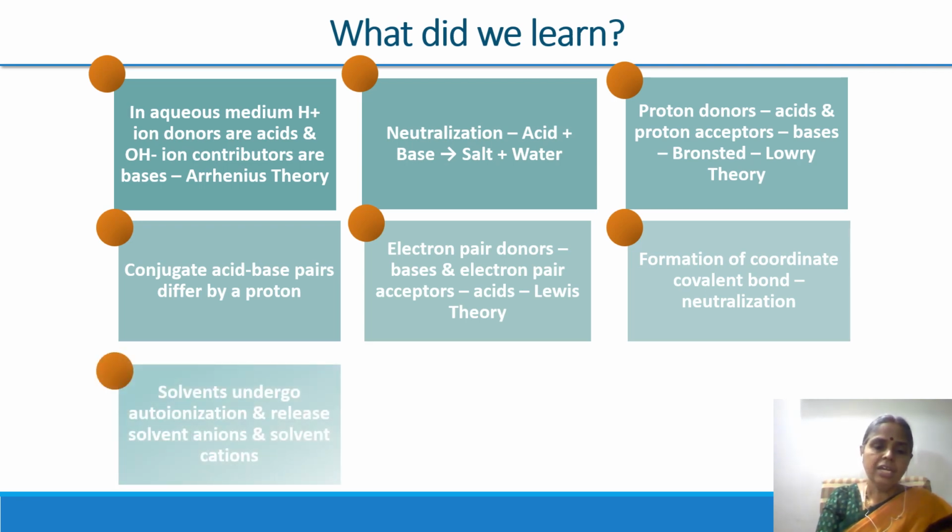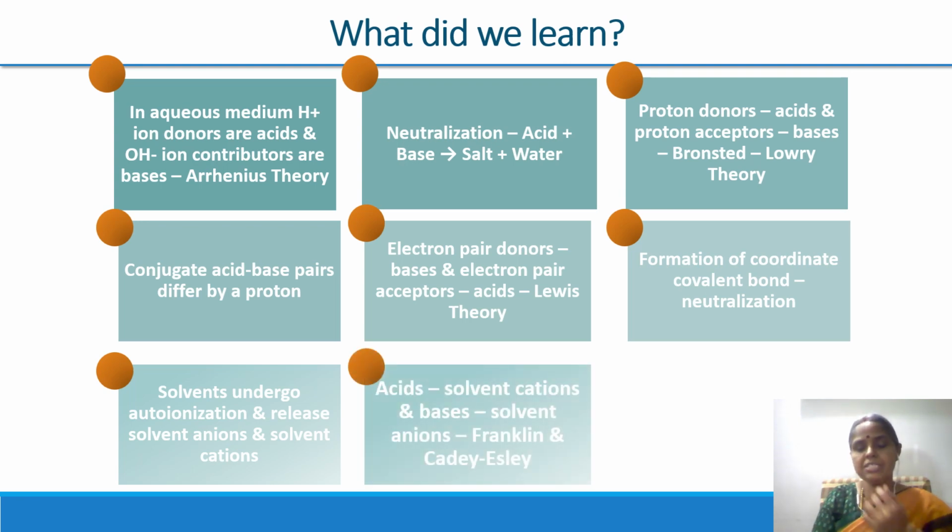And finally, solvents undergo autoionization and release solvent anions and solvent cations. A substance capable of releasing solvent cations in a particular solvent is an acid, and substances capable of releasing solvent anions in a particular solvent are bases.